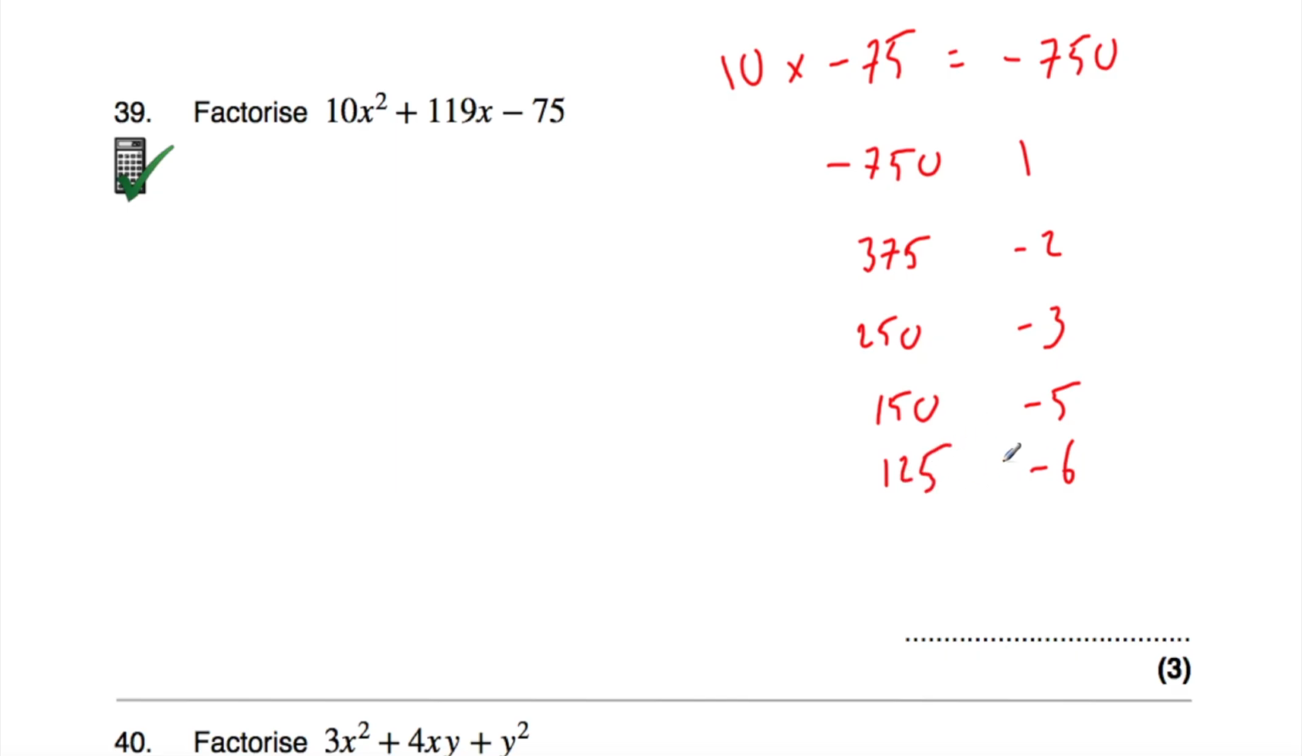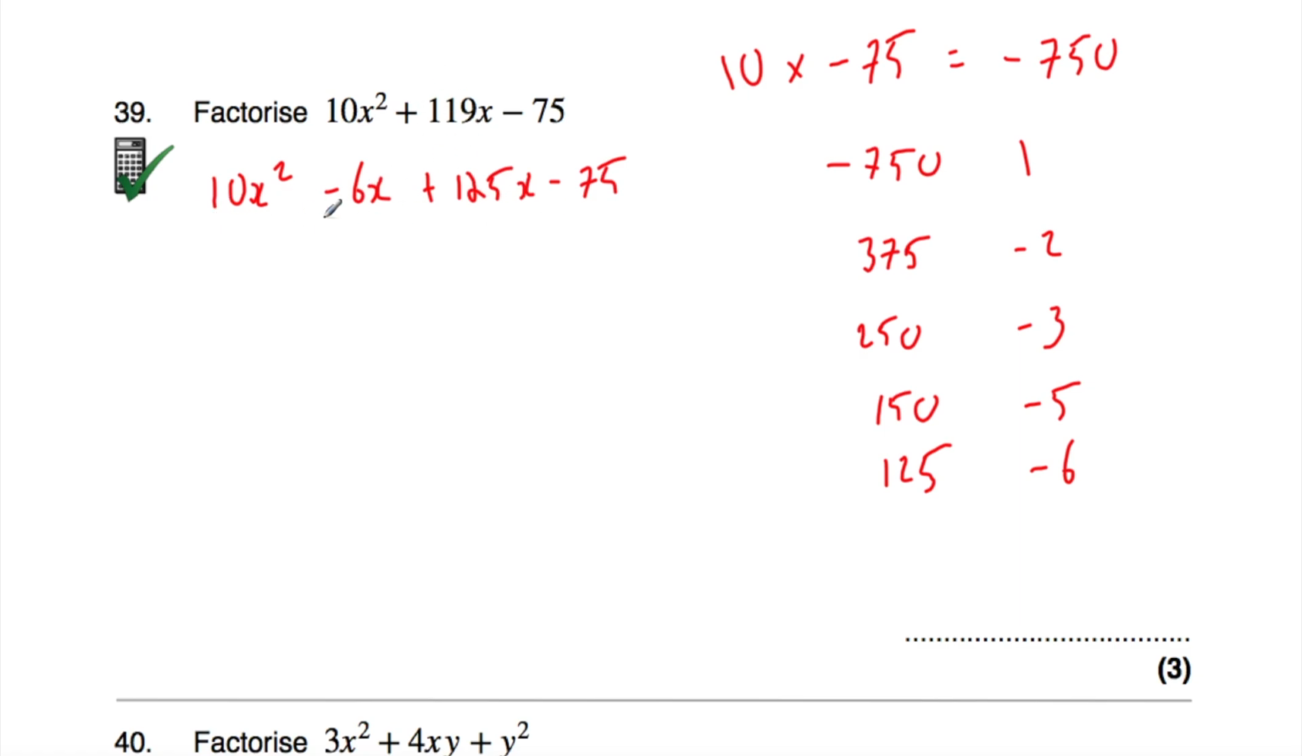Oh, actually this works, because minus 6 times 125 is minus 750, and whenever you do minus 6 plus 125, you get 119. So that means we're going to split this middle term up, this 119x, into a 125x and a minus 6x. So let's do that. We'd have 10x squared. In terms of the order, I like to put the negative one first and then the positive one second. It just helps us a bit with the factorization. So I'm going to go for minus 6x there, and then plus 125x, and then we've got our minus 75. Okay, so we've split the middle term up into minus 6x and 125x.